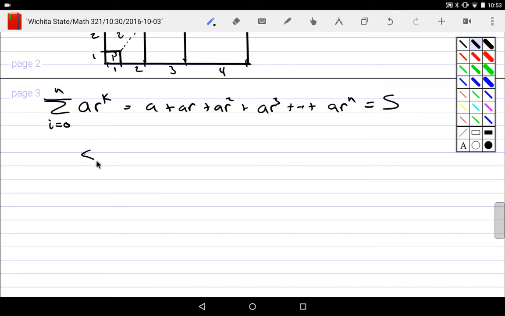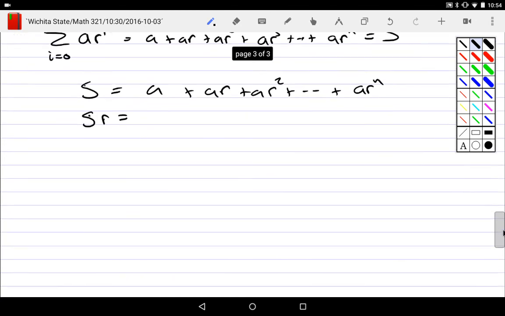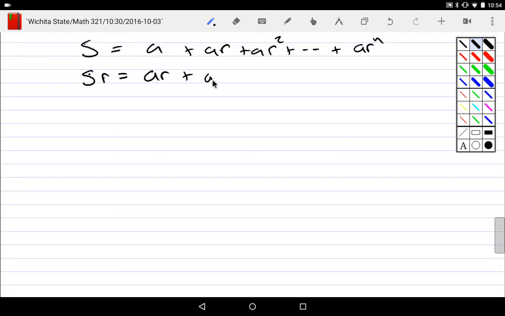If S is A plus AR squared plus everything up to AR to the n, what would be S times R? Every one of these terms gets what? They'd all get an R. Everybody gets an extra R. Now, what would happen if I take this S times R and take away S?